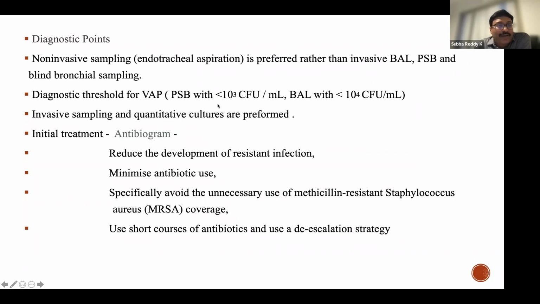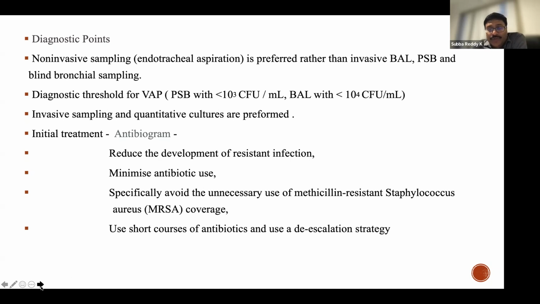We can use non-invasive sampling most of the time. BAL is not required. With a good endotracheal aspiration, we can get a sample and then get the culture positivity. The initial treatment will depend on your antibiogram and local epidemiology of your bugs, and all ICUs should have a proper antibiogram to reduce the development of resistant infections and minimize antibiotic usage. Specifically, we should avoid MRSA coverage, because our incidence of MRSA in our intensive care units is very, very low.